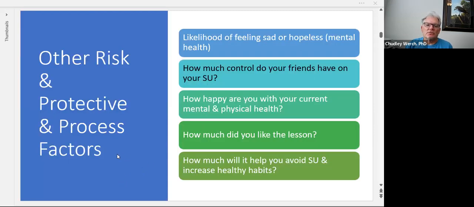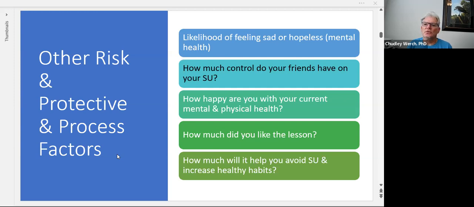Other risk and protective factors included now with the 3.0 version of the risk and protective factor survey include the likelihood of feeling sad or hopeless. It's a mental health measure. We've seen in national surveys that the share of youth reporting sadness or hopelessness has gone from 30% to 60 or more percent, so much so that it interferes with their daily activities. So it's a very important and serious indicator of mental health problems among our young people. So we've included a version of that in the risk and protective factor measures.